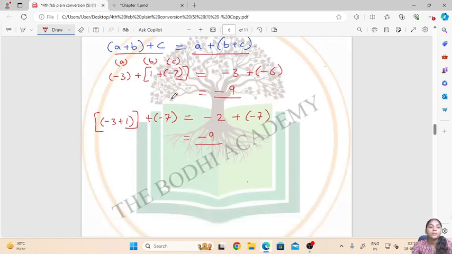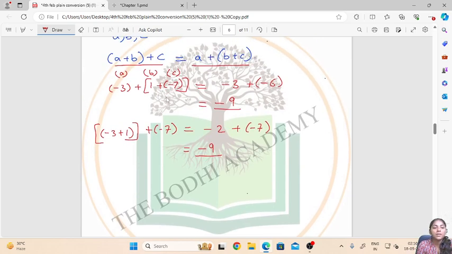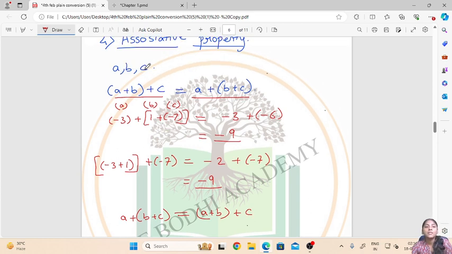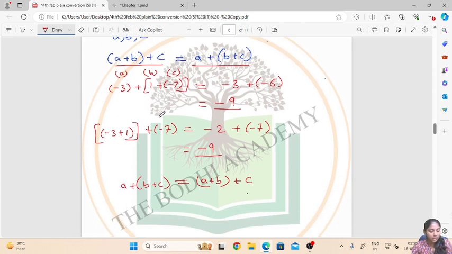So here a plus (b plus c) is equal to (a plus b) plus c. Correct? So we can say that addition of integers is associative.